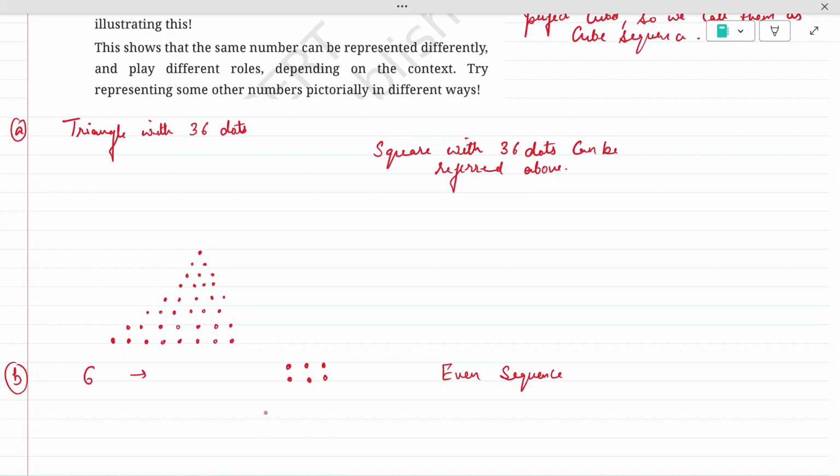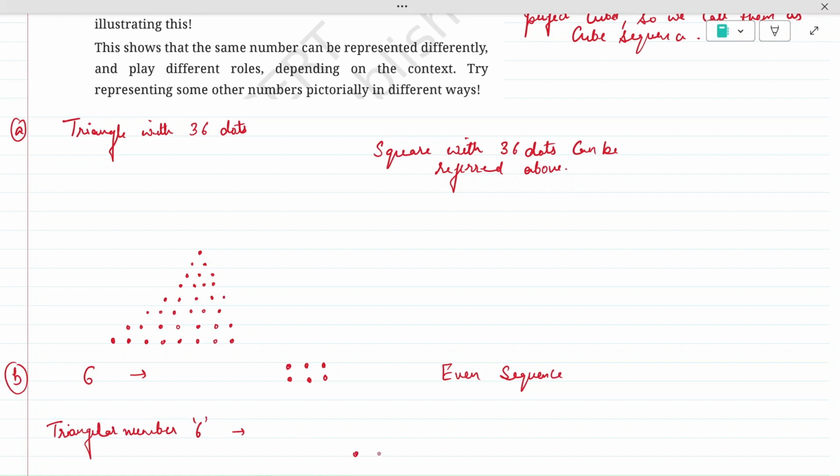Also, we can represent 6 as a triangular number. I'm writing triangular number. So we can represent 6 in two ways: as the even sequence we have done, and now triangular.